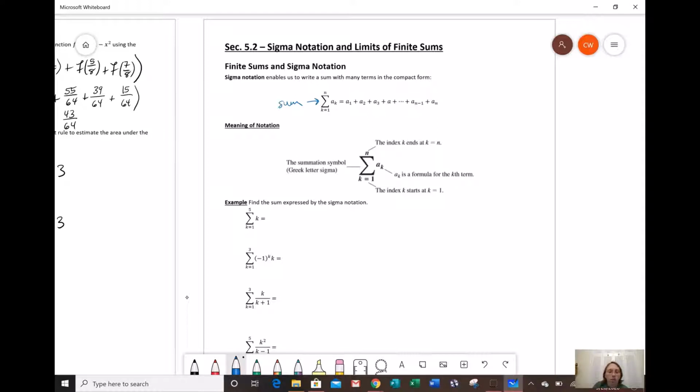So you can see here, we start with 1 and we go up to 5. So we're going to plug in 1, 2, 3, 4, and 5, and we're going to plug it into this formula here. This formula is just k. So literally, for the first term, we plug in 1. So the first term is just going to be 1.